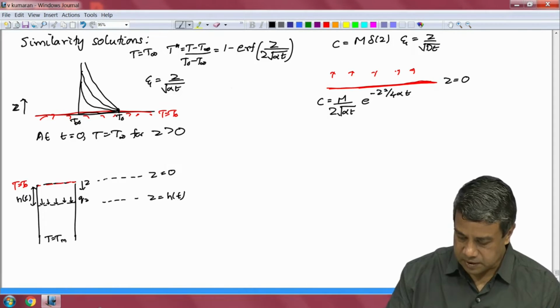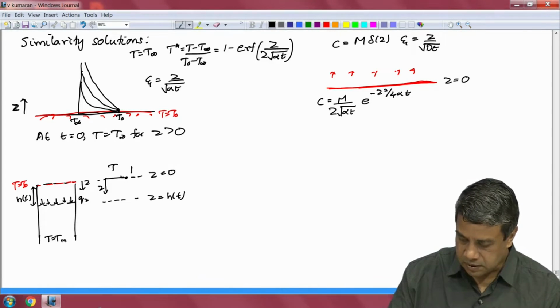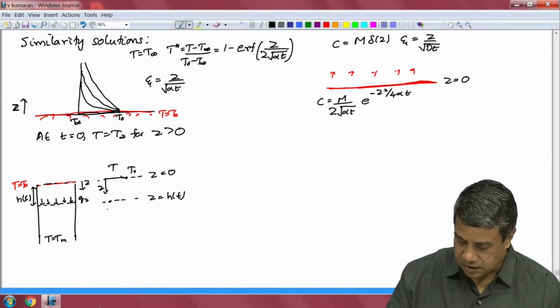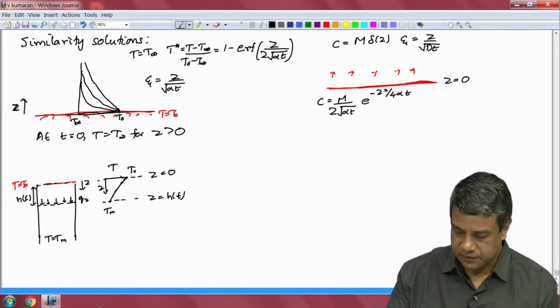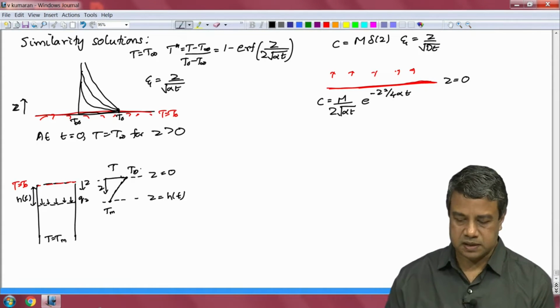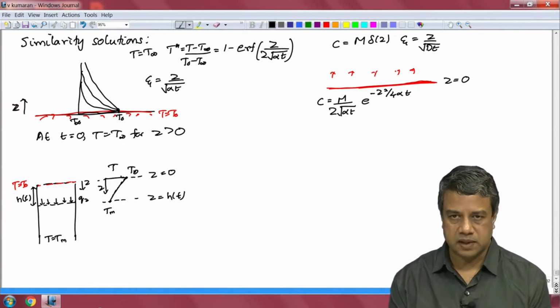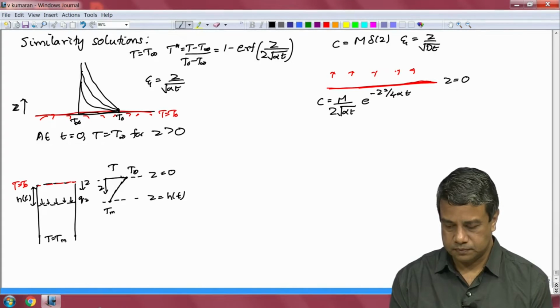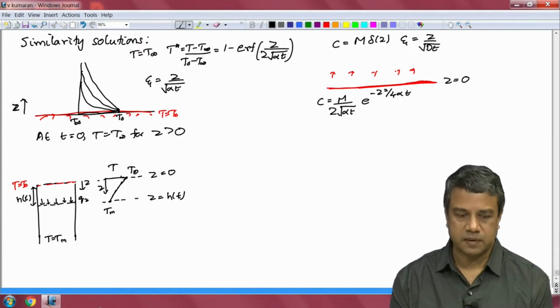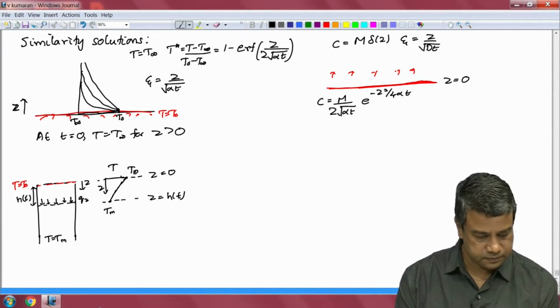If I plot the temperature here as a function of z, it is equal to T naught here, and it has to be equal to the melting temperature here. So, it has to decrease in some way from T naught to Tm. The temperature field has to decrease from T naught to Tm at the surface, because at the surface it has to be at the melting temperature, whereas on top it is at a higher temperature.